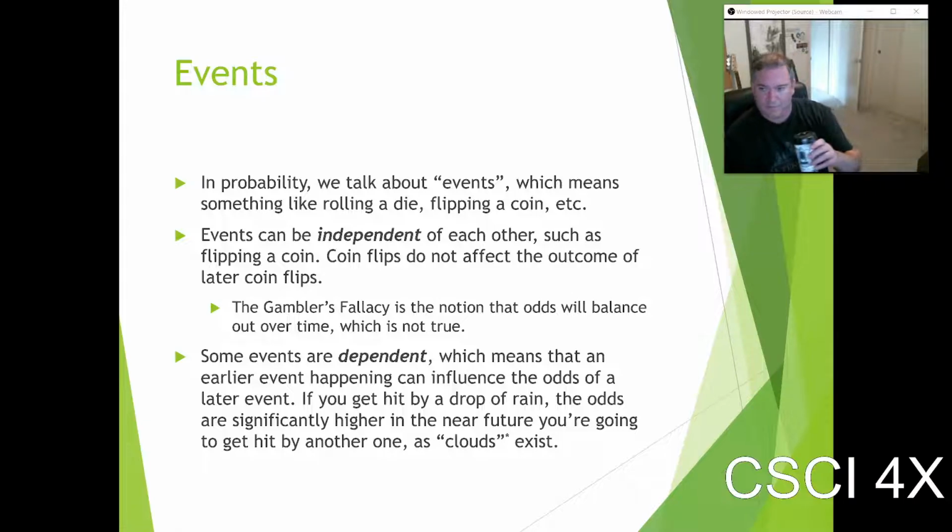So, events are going back into probability. Something like rolling a die, flipping a coin, that kind of stuff. Usually, we talk about independent events, but events don't have to be independent. Like if you get hit by rain, which is apropos for right now. If you get hit by a raindrop, it's random, but it's not independently random. Your odds of being hit by another raindrop in the near future are going to be higher.